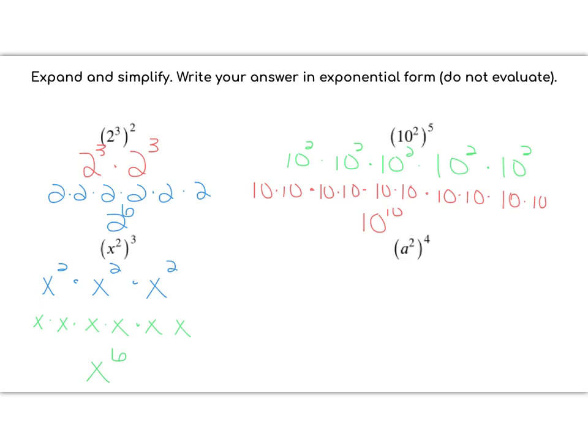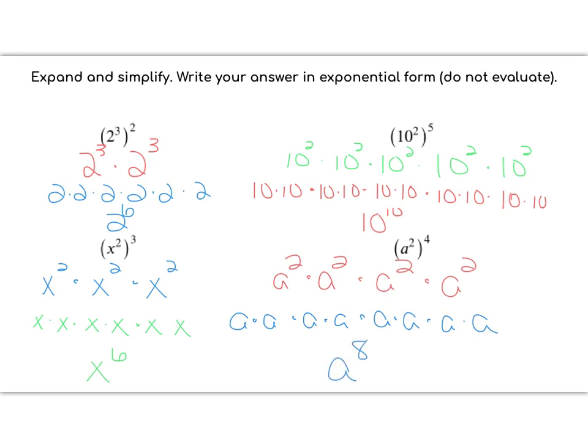All right, let's do it one more time. I have a squared to the 4th power. So that's a squared times itself 4 times, right? And then I'm going to break down each of those a squareds into a times a. Well, how many times am I multiplying a by itself? 2, 4, 6, 8. So I'm doing a to the 8th power.